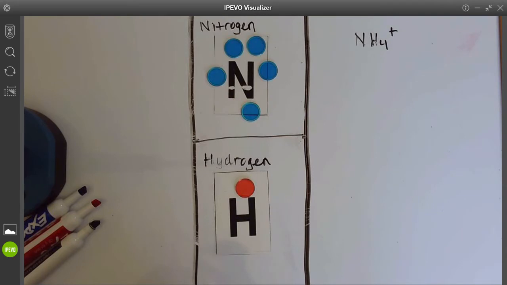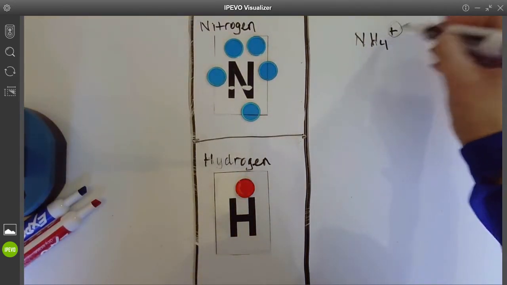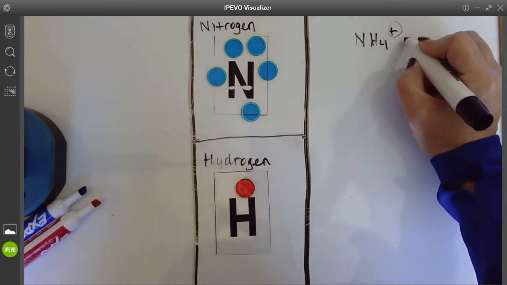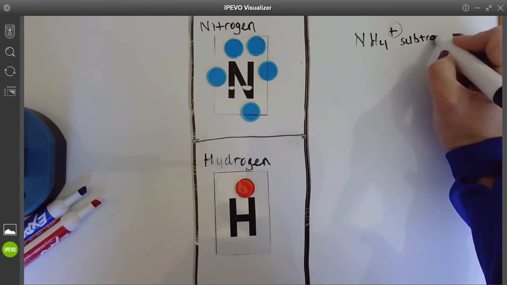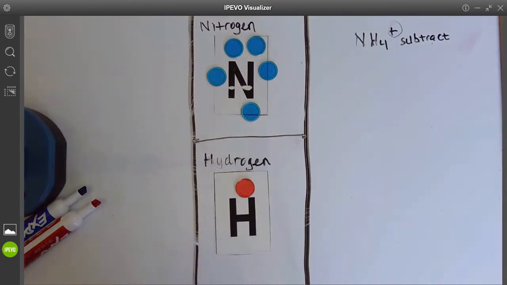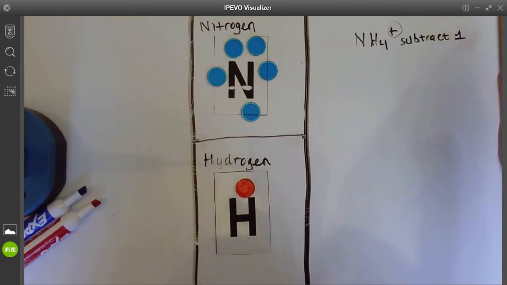Okay, so let's talk about this before we put it together. Whenever you have a positive charge, if you're looking at your notes, you can see this means we're going to subtract. And the amount we're going to subtract is whatever the value of the charge. So in this case, it's a +1, so we're going to subtract 1 electron.